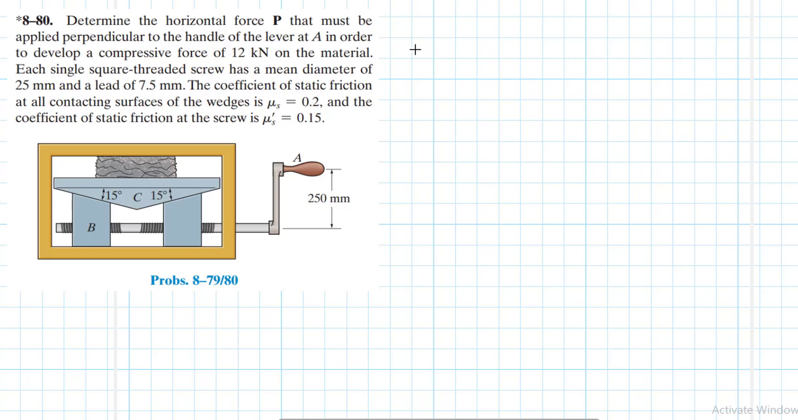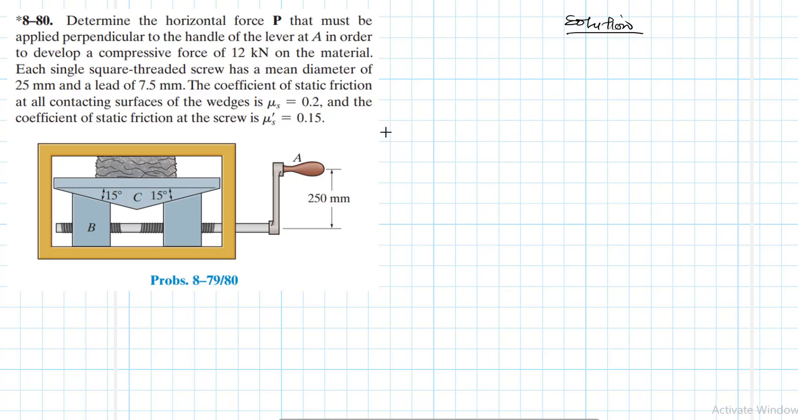The coefficient of static friction at all contacting surfaces of the wedges is mu s equal to 0.2, and the coefficient of static friction at the screw is mu prime s equal to 0.15. This problem is coming from the Engineering Mechanics Statics textbook, 13th edition by R.C. Hibbeler. So we have been asked to find the horizontal force P.